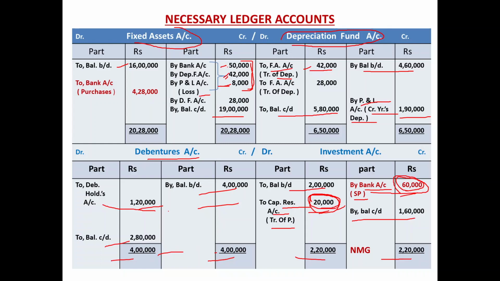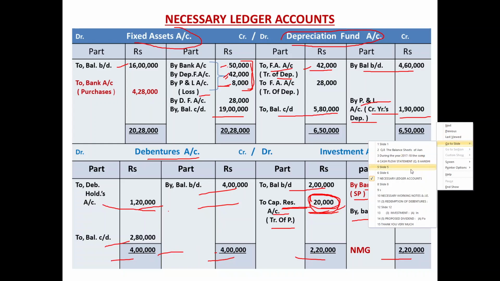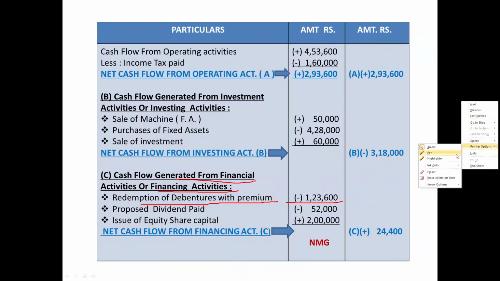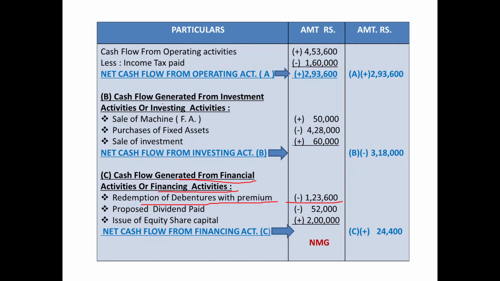तब जाके हमें इनको इस साल के प्रॉफिट में से निकालना पड़ता. But that is not the case. This profit has been transferred to capital reserve account and that is why it does not affect the cash flow statement. Let us report this 60,000 in the cash flow statement. Under title B, sale of investment 60,000. Title B, cash flow generated from investment or investing activities, purchase, sale of investment plus 60,000. So this was for investment.